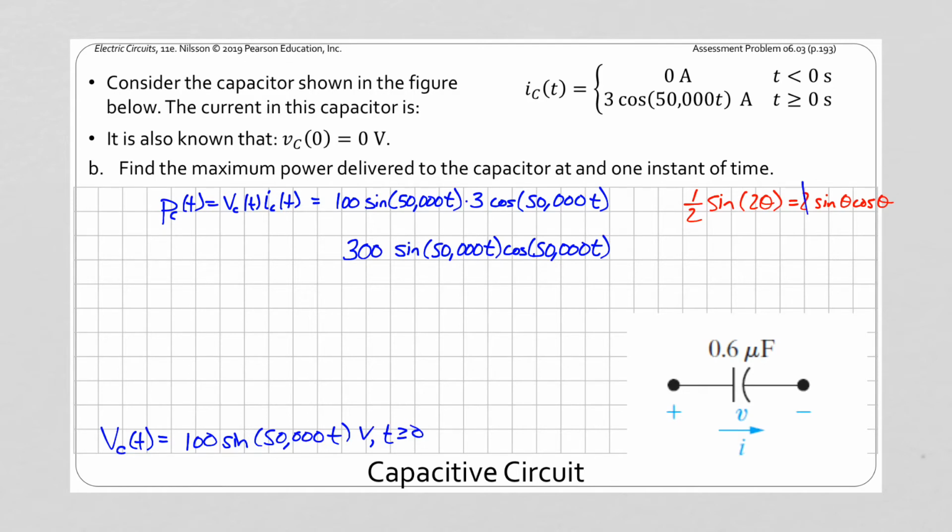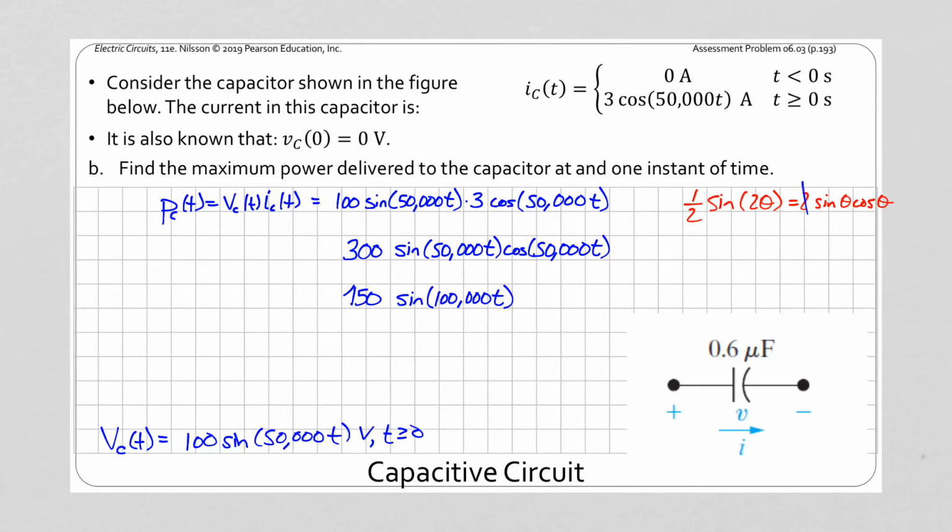And so what that tells us is if we have a sine and a cosine multiplied together with the same argument, we can replace that with a single sine of twice that much in the argument. So if this is sine of 50,000 t and cosine of 50,000 t, twice that much would be 100,000 t, and we need a factor of 1/2. So that would give us the following. The 300 times that factor of 1/2 would give us 150, and then instead of having 50,000 t and 50,000 t, we'd have 100,000 t there.